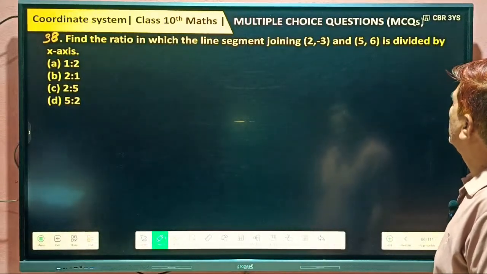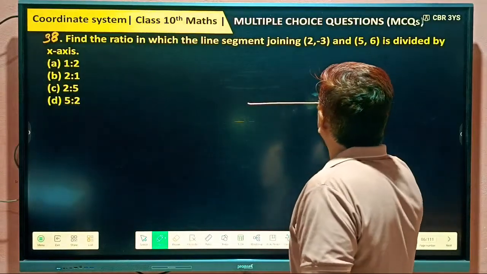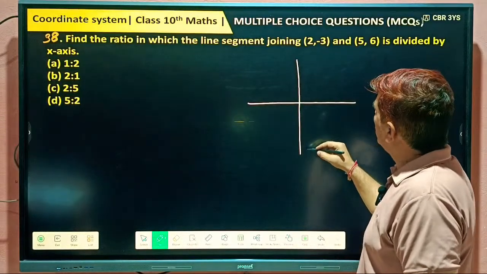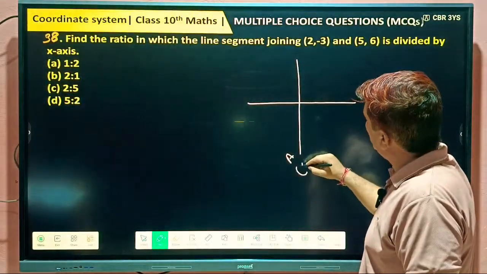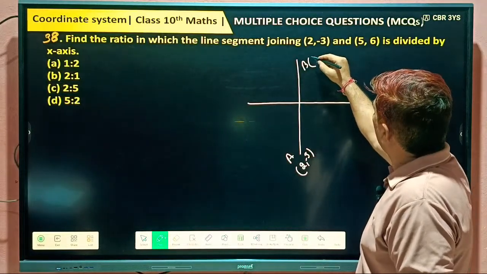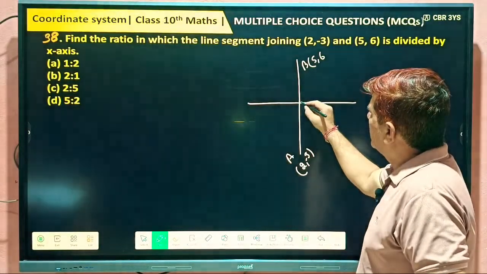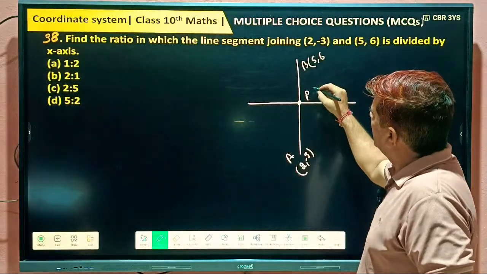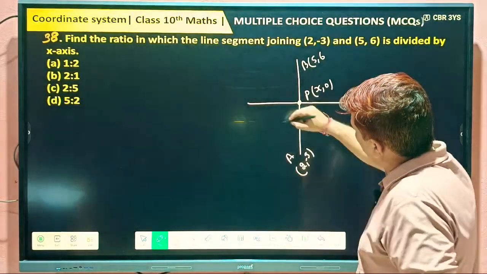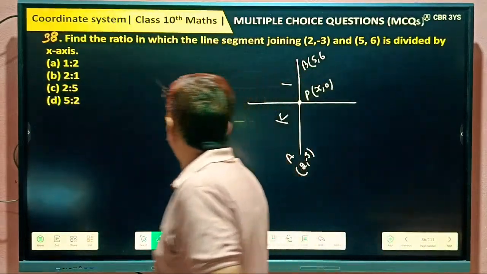Find the ratio in which the line segment is divided by the x-axis. So we have this. A is a point whose coordinates are 2 and minus 3, and B is a point whose coordinates are 5 and 6. Understood? And this is the point P, whose coordinates are x and 0, and it divides in which ratio? k raised to 1. X-axis meaning y is 0.